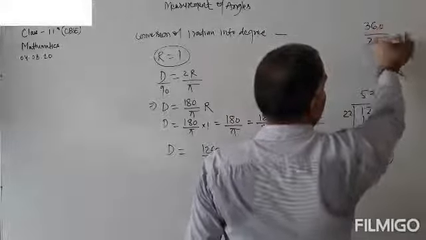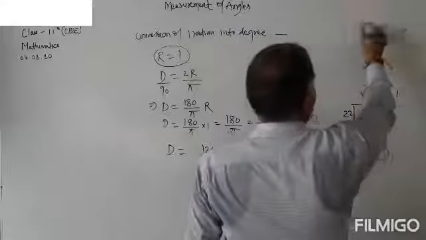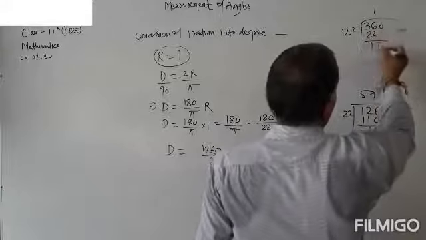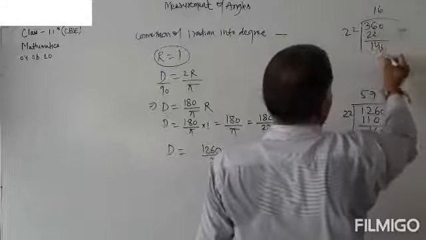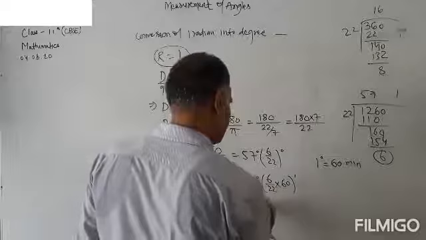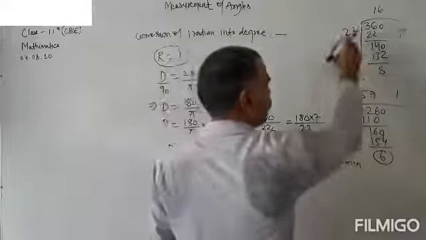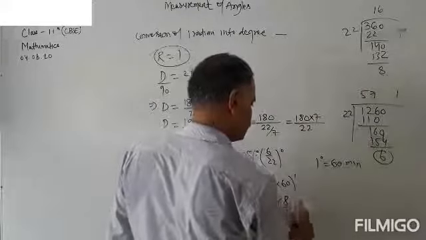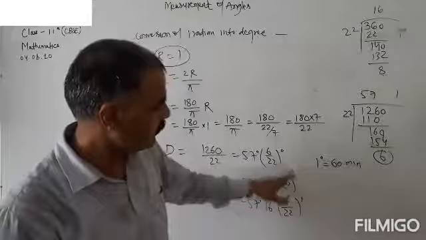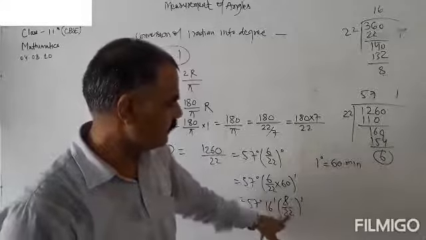360 upon 22. Divide this. 360 by 22. 22 times 16 is 352, then 8. Okay, so 57 degrees and 16 complete minutes, and then 8 by 22 minutes. After changing, it is 57 degrees, 16 complete minutes, and then 8 by 22 minutes.